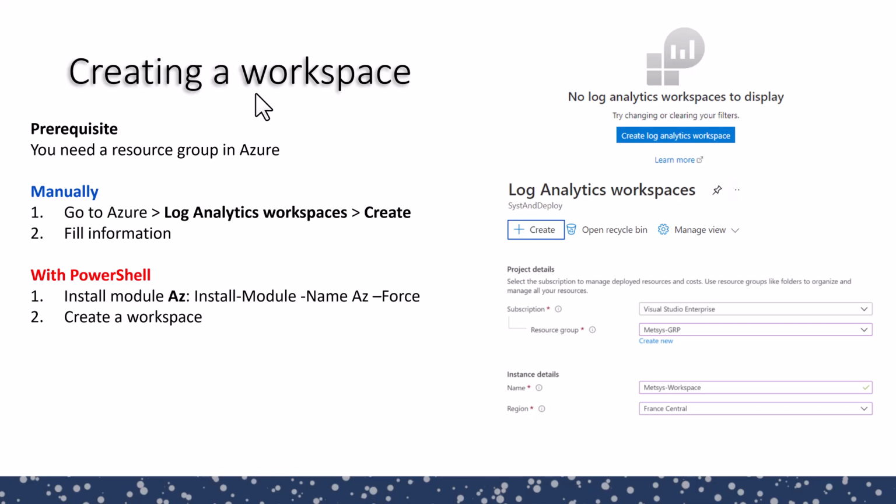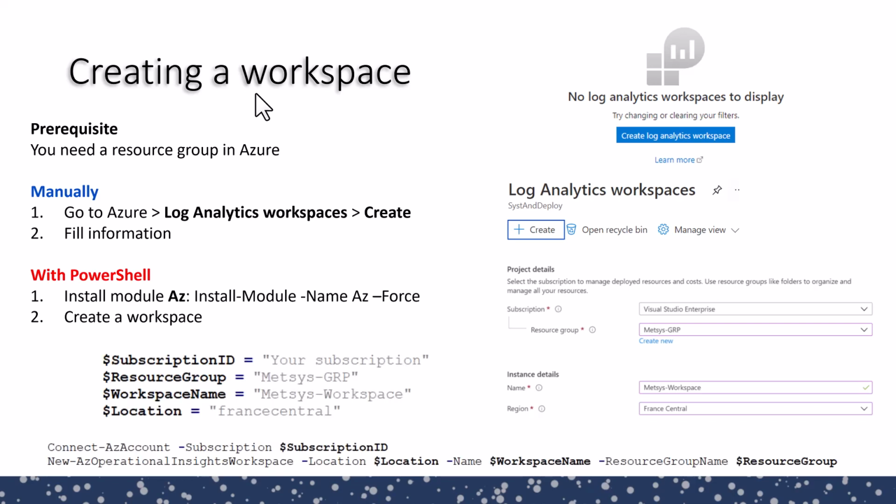Then fill in information. You will need a resource group. So choose a resource group, choose a subscription, type a name, choose your region, and this is all you need to do. You can of course do this with PowerShell by using the module Az.